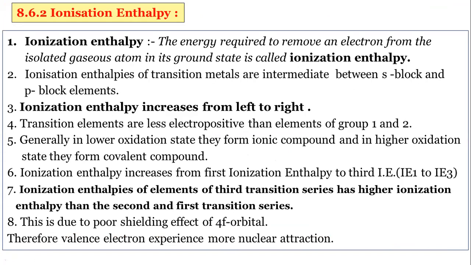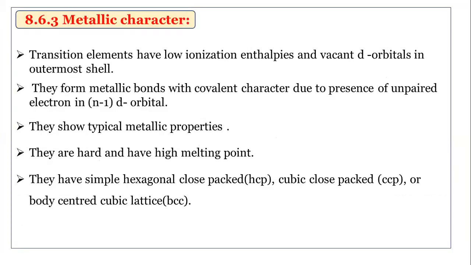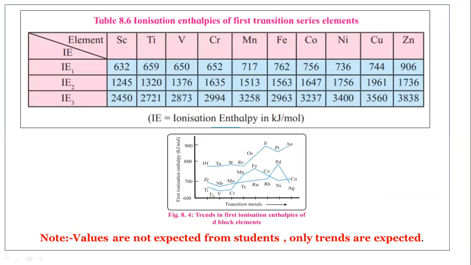So if the nuclear attraction is more, the nucleus will pull the electron towards itself, and the amount of energy required to remove the electron will be more. In the case of the third transition series, this is 3d, this is 4d, and this is 5d. In the 5d transition series, ionization energy values are very high compared to the first transition series.